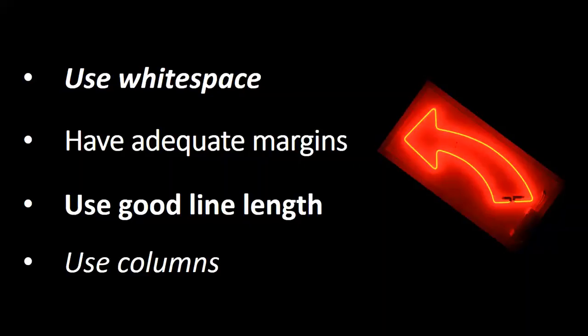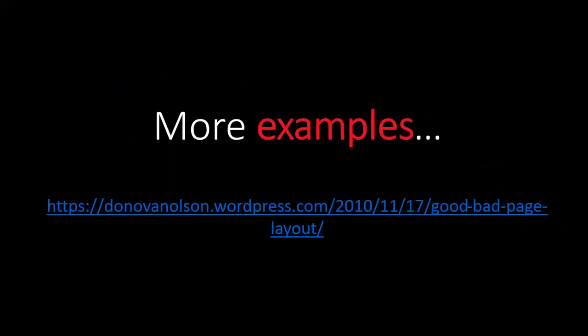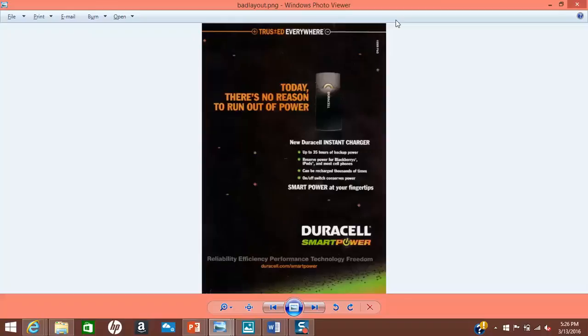So here are another couple of examples of good and bad page layout. The first one is bad layout, and I found it on an art and design blog by an artist named Donovan Olson. Can you see why it's bad? The product blends into the background. The layout is asymmetrical and the design doesn't flow.